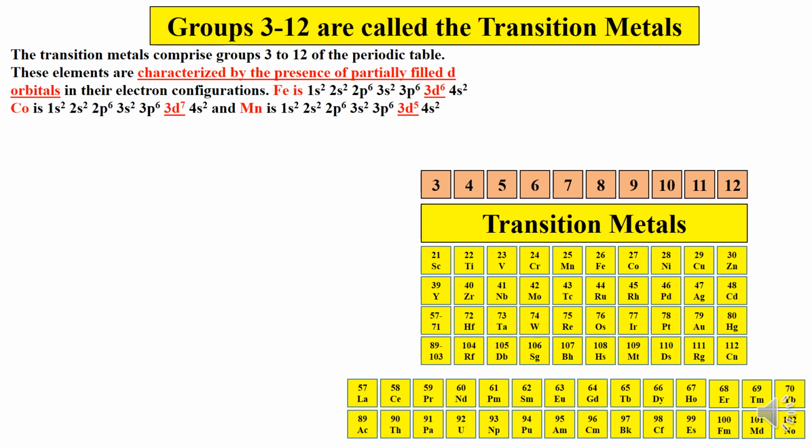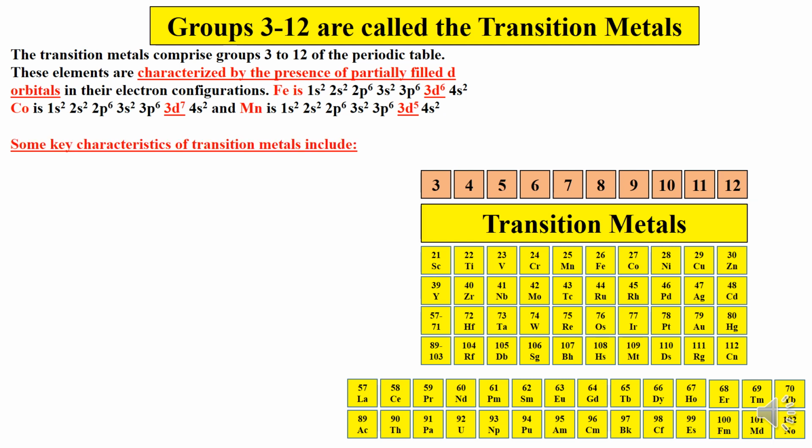In the case of cobalt, the electronic configuration is 1s2, 2s2, 2p6, 3s2, 3p6, 3d7, 4s2. Again, you can see the d orbital is partially filled. In the case of manganese, again the d orbital is partially filled with only 5 electrons. So d orbitals can accommodate a maximum of 10 electrons. Transition metals are characterized by the presence of partially filled d orbitals.